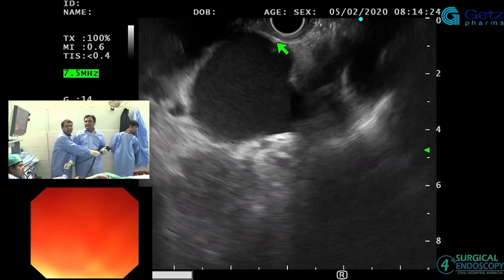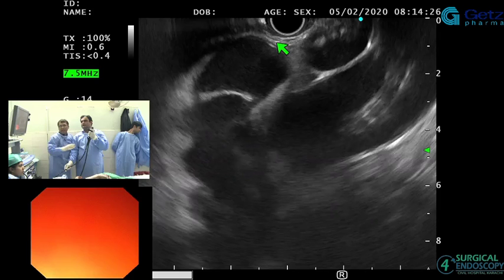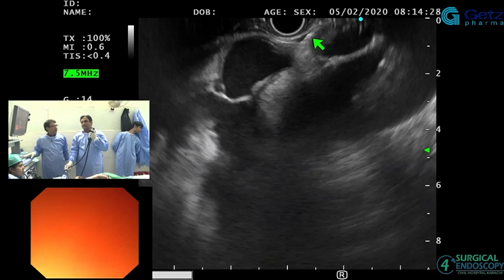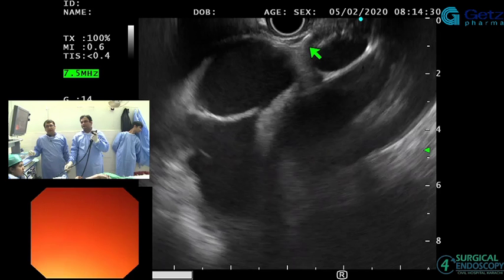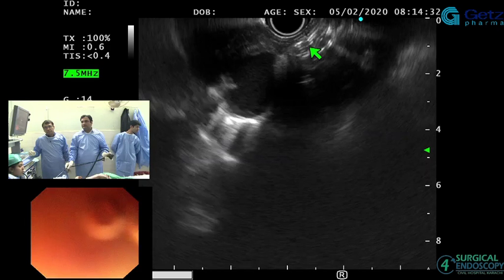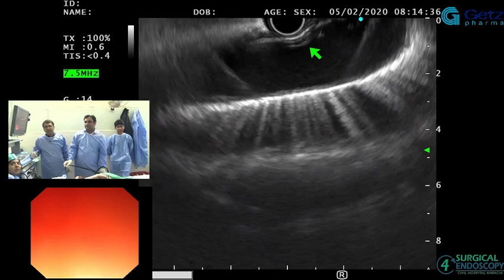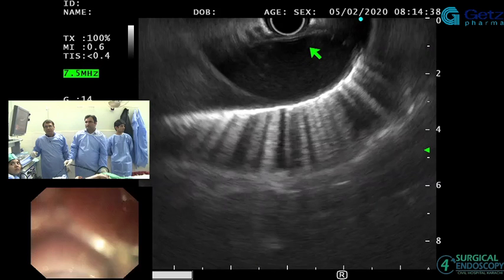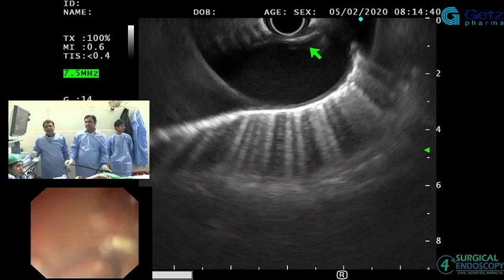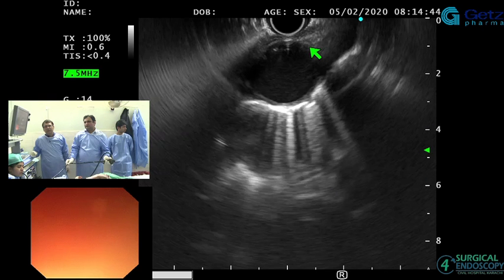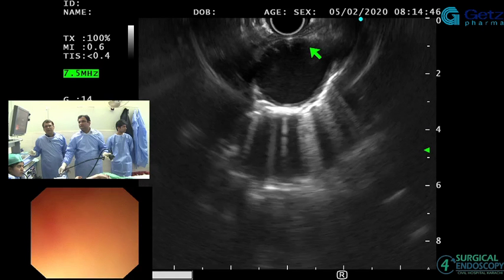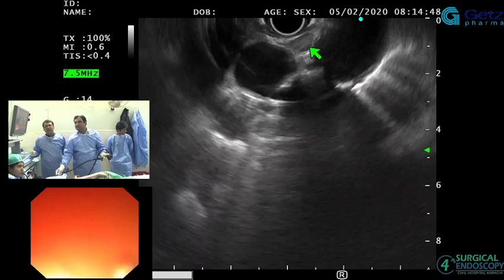Keep coming back further. Perfect. Good job. Excellent. Keep coming back. Big wheel a little bit towards you. Rotate, push the scope in a little bit, like a centimeter or so, and rotate to the right. Beautiful. Good job. And you see a lymph node there, yes, actually.